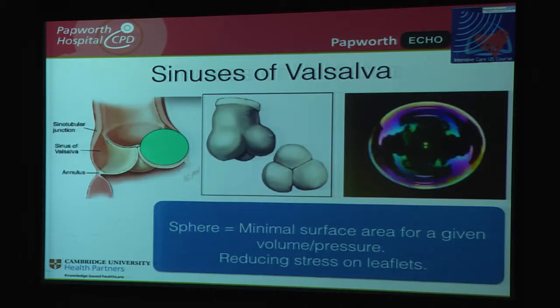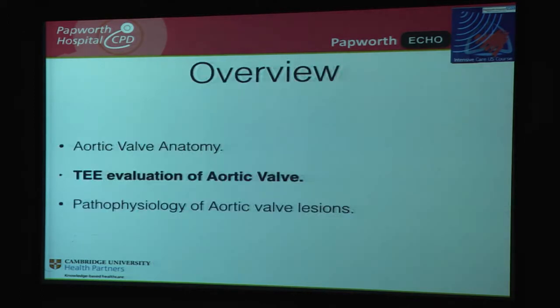And why does it form a sphere? Because a sphere is the minimal surface area you can get for a given volume of pressure. And that's why in nature, most things form a very nice sphere if they have to reduce stress and strain. Okay? So that's why you get the sinuses forming a leaflet.